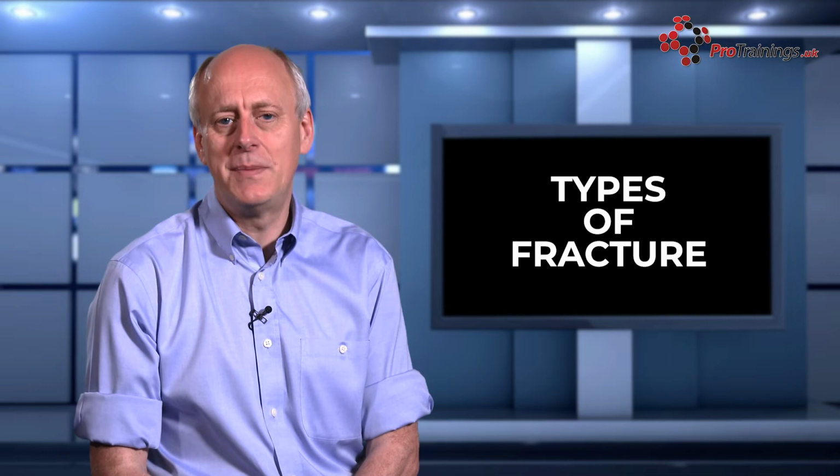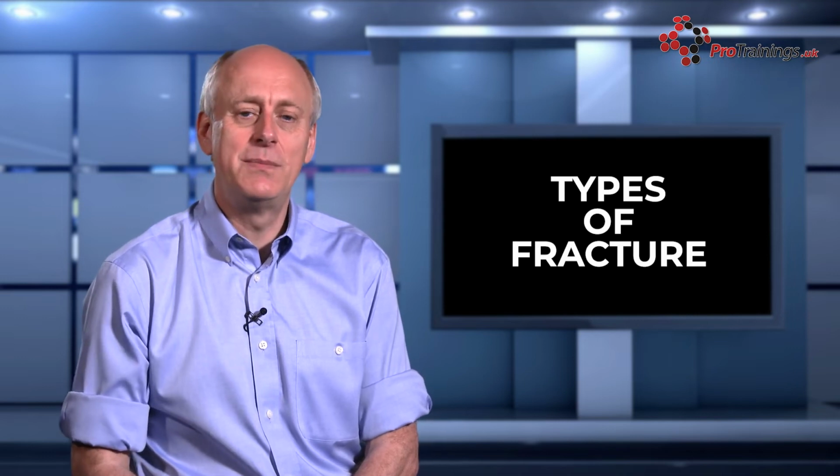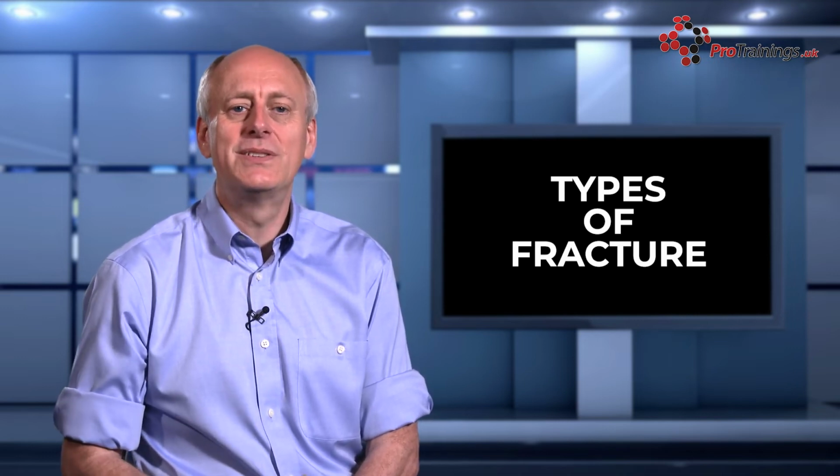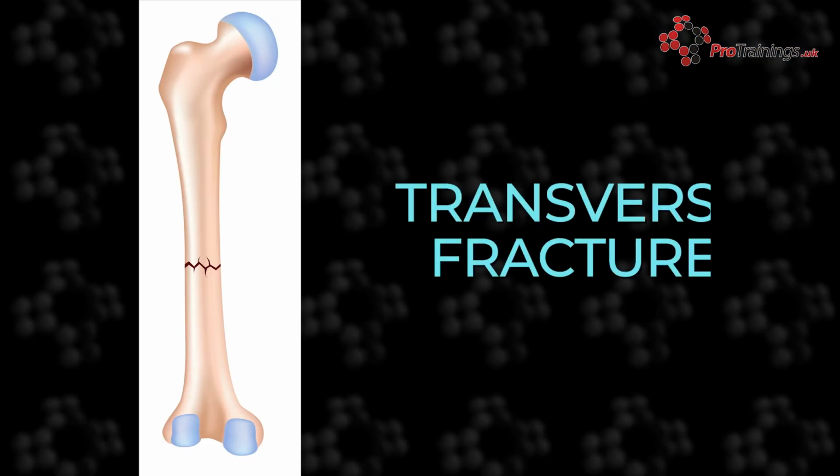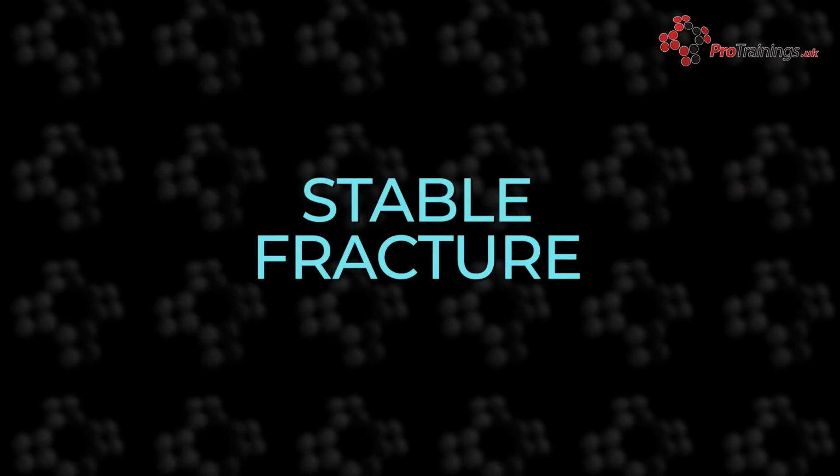There are many different types of fractures and many names for similar fractures. We'll now look at some of these. Transverse fractures are where the bone is fractured in a straight line across the bone. Stable fractures are where the broken ends of the bone line up and they're barely out of place.